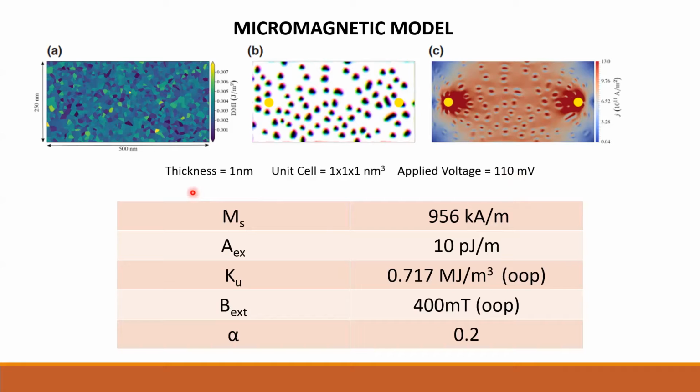The material used in the structure is CoFeB, and these are the material parameters. Saturation magnetization is equal to 956 kilo-amperes per meter. Exchange constant is equal to 10 picojoule per meter. And there is out-of-plane anisotropy, and the anisotropy constant is equal to 0.717 megajoule per cubic meter. And there is also an externally applied magnetic field with a magnitude of 400 millitesla, and the Gilbert damping coefficient is equal to 0.2.